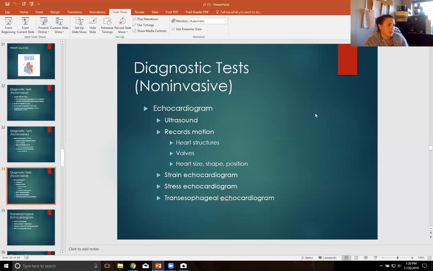It's an excellent, excellent tool, and one of my favorite things to watch, especially if it is a TEE or transesophageal echocardiogram. That is when we're going to put a tube down the patient's esophagus or throat so that we can get a better picture of the heart with less interference from external organs, adipose tissue, bones, things like that. We have a lot better vision with that TEE, but it's a little bit invasive, so not our primary choice. And then we have strain and stress echoes, where we're watching the heart in the same conditions, but after we cause stress or strain to the heart to evaluate how it's responding.